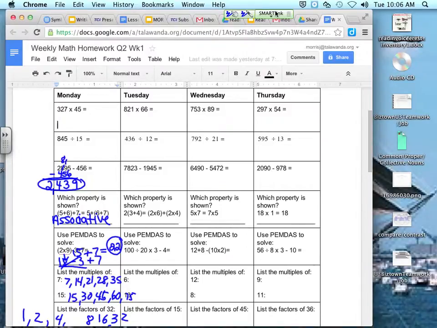Any questions over your homework for today? For tonight, you're going to do exactly the same thing, just using different numbers, okay? All right.